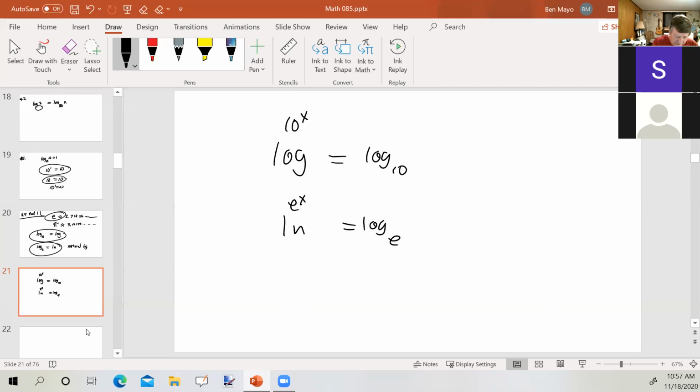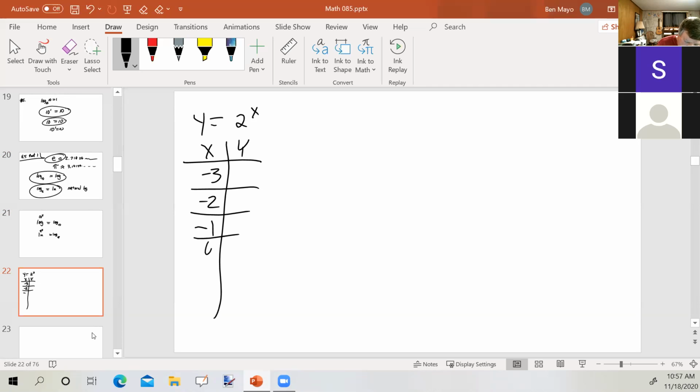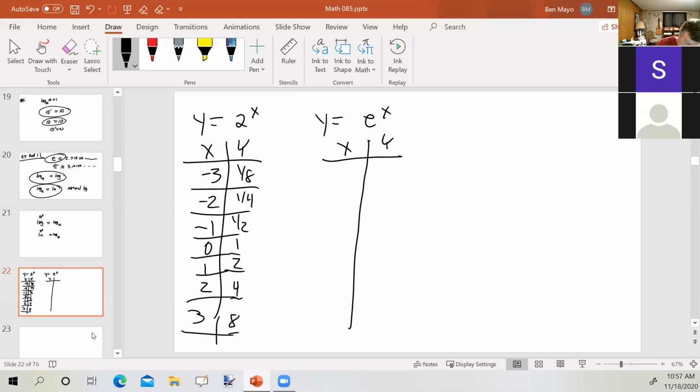And let's see. Oh, let's talk about graphing. Okay, and I'm not going to spend a lot of time on this, but we looked at graphing y equals 2 to the x. Okay, and we went through and we made a table. Okay, and let's see, this was 1/8, 1/4, 1/2, 1, 2, 4, and 8. Remember we did this the other day? Well, let's look at the graph of y equals e to the x. Actually, I'm not going to look at the graph. I'm just going to calculate some numbers.